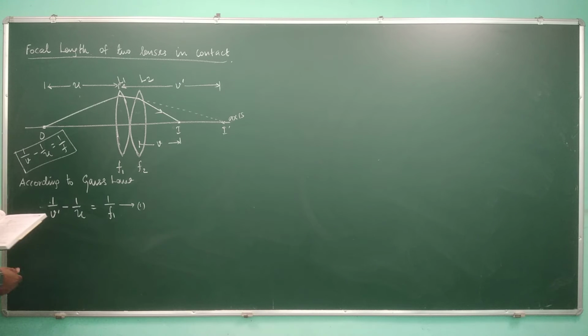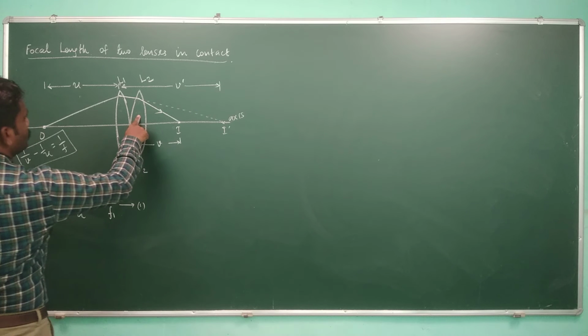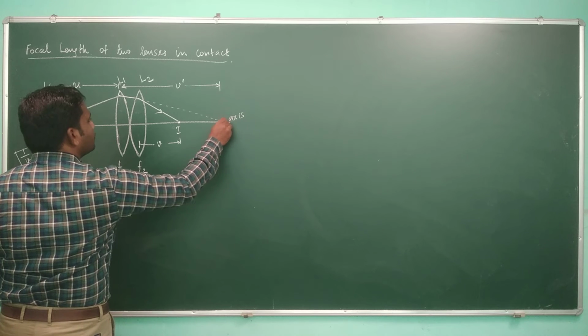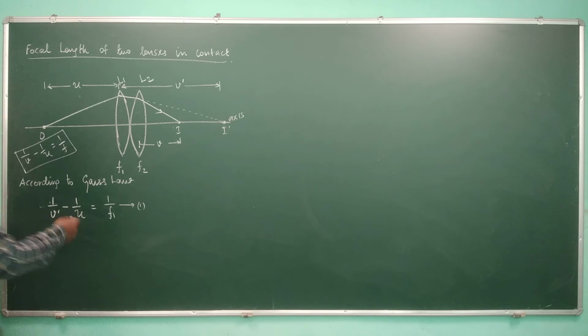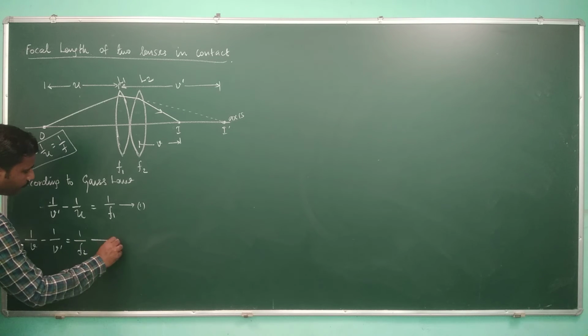This image acts as a virtual object for lens 2, and the image for lens 2 will appear at I. Again, according to the lens formula, for the second lens we can write 1 by v minus, for the object at distance v prime, 1 by v prime, which is equal to 1 by f2. This is equation 2.